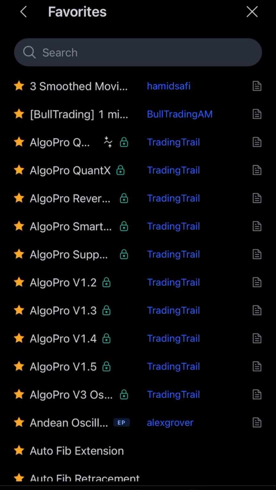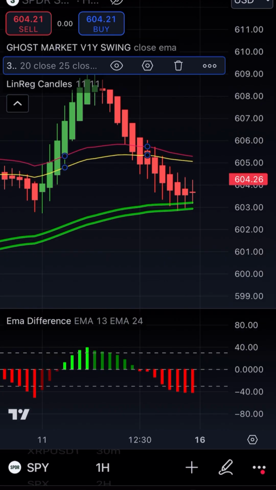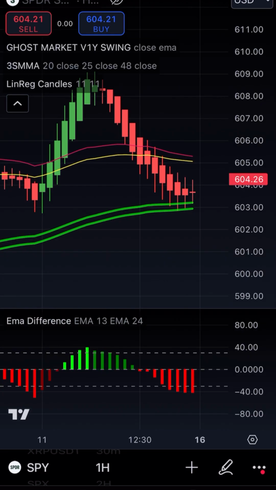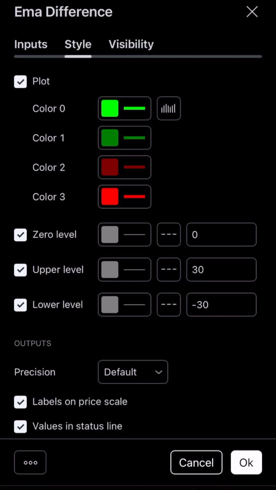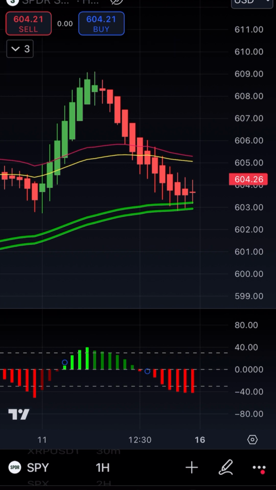The next thing you need is the difference of two moving averages. So you got the difference of two moving averages, and with that one, you're going to be changing your settings to 13 and 24.